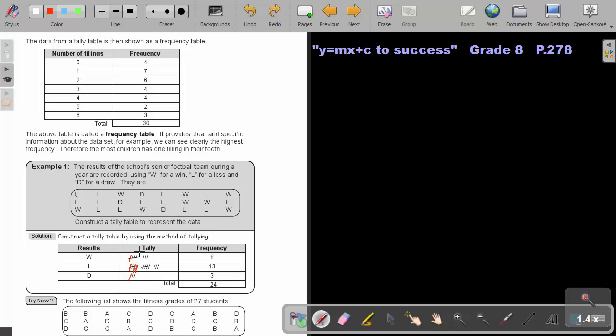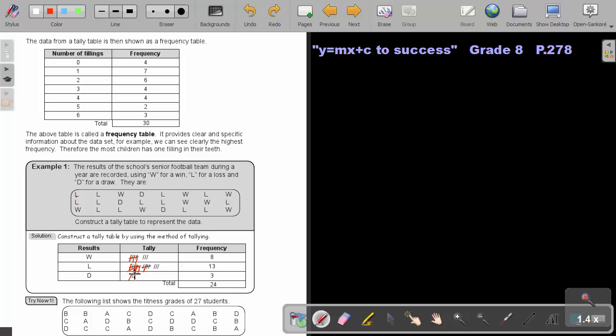And then a W, and we make a stripe. And then an L, and we make another stripe. And then a W, and we make a stripe. And then an L, and now it's the fifth one, so we cross over. And then again an L, and we start a new one.